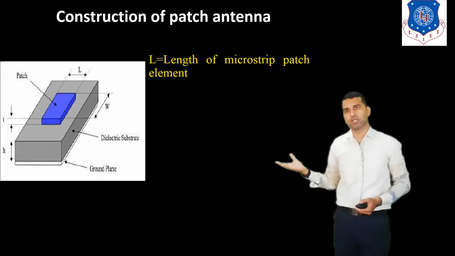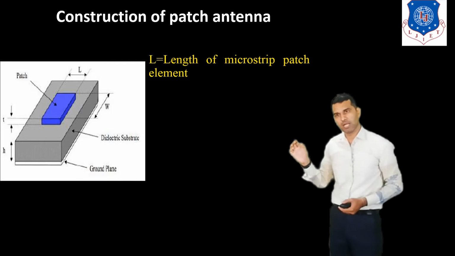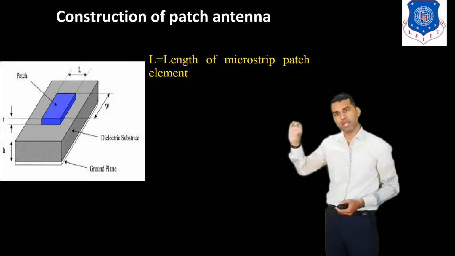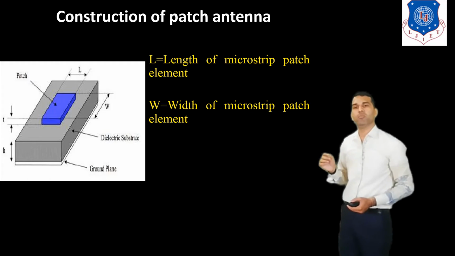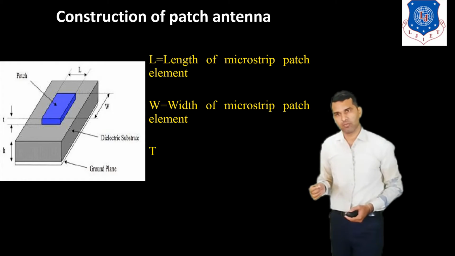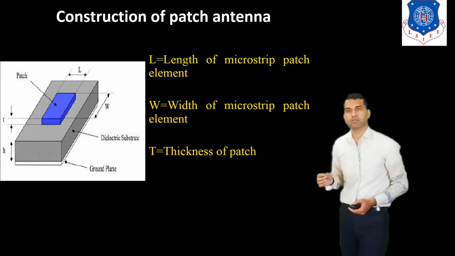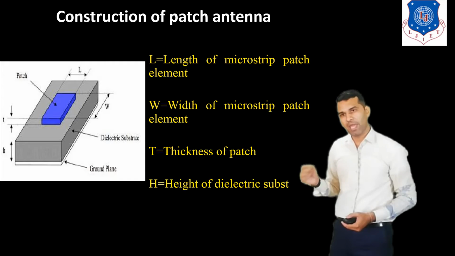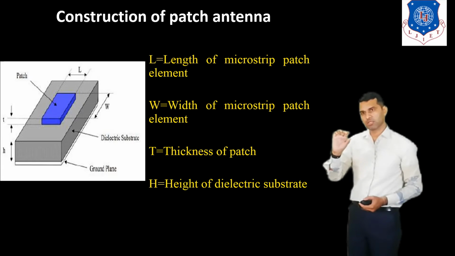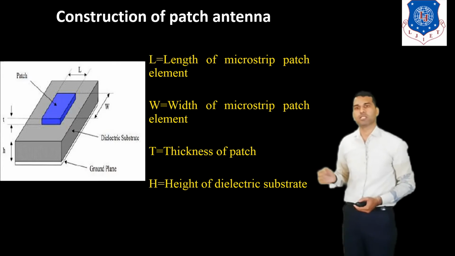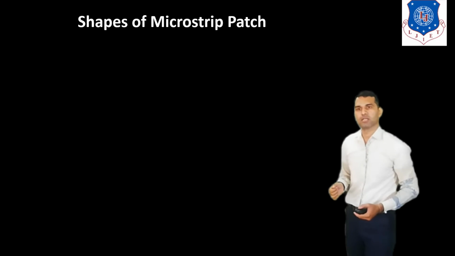So this is the structure, and here L indicates the length of the microstrip patch element. That means the blue color indicates the patch, and L is the length of that element, W is the width of the microstrip patch element, and T is the thickness of the patch. Similarly, H indicates the height of the dielectric substrate. That means the middle layer is the dielectric material substrate, and H is the height of the substrate.